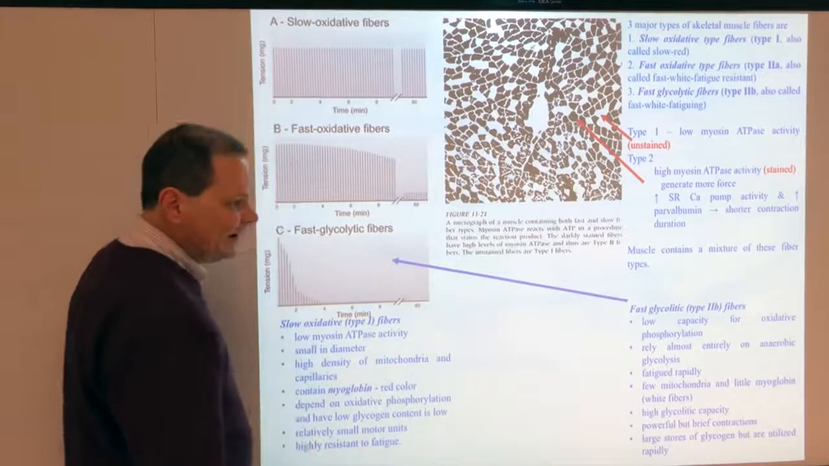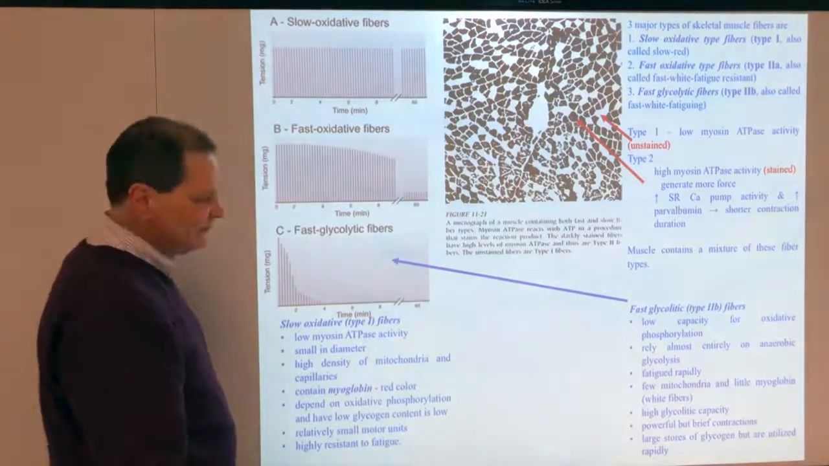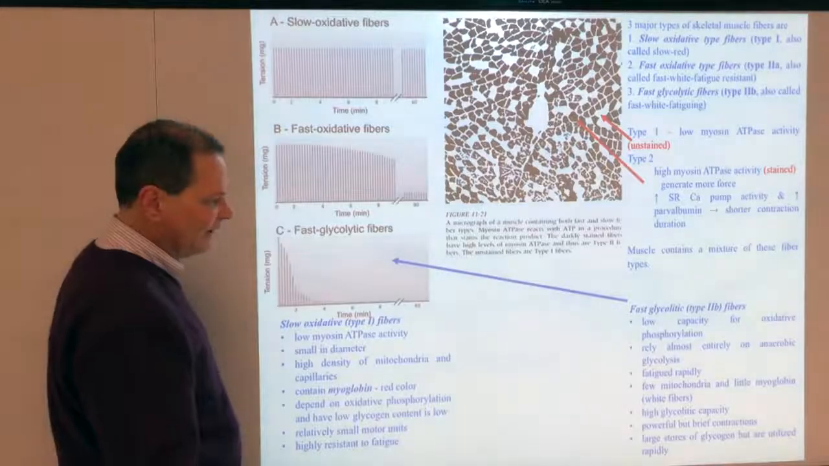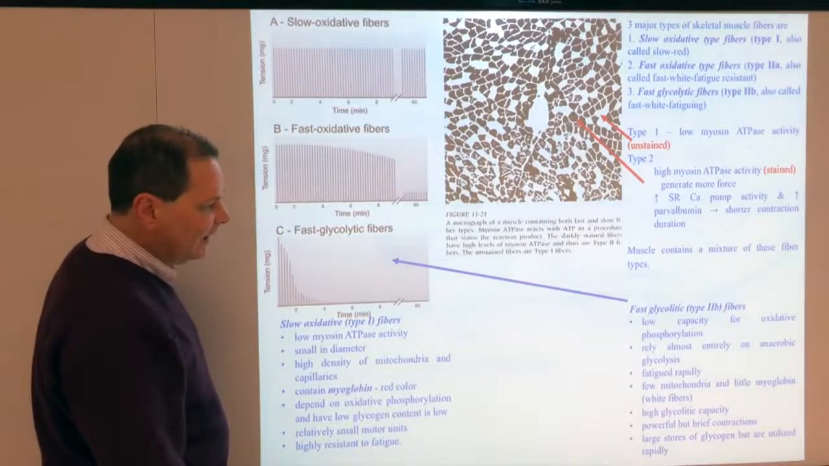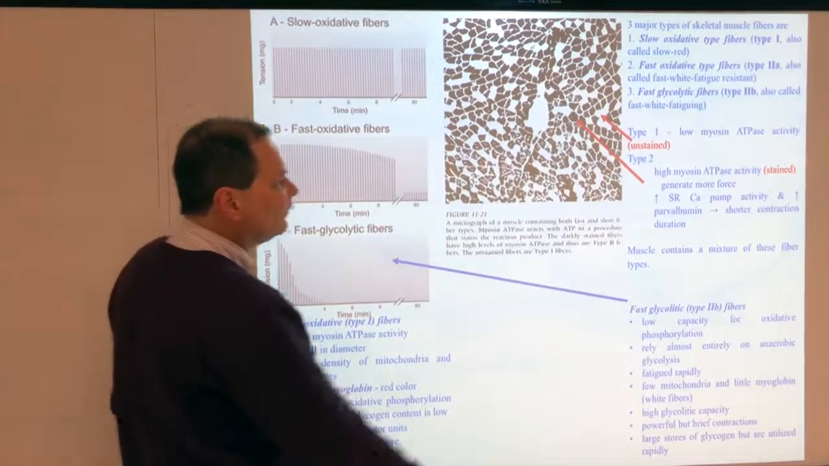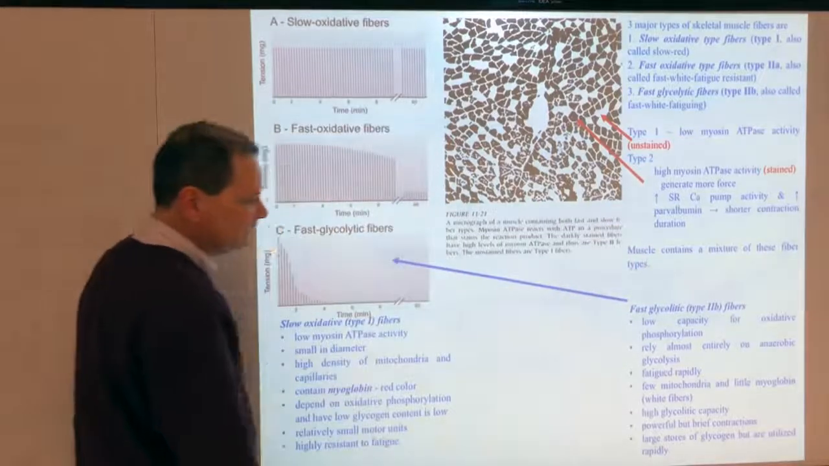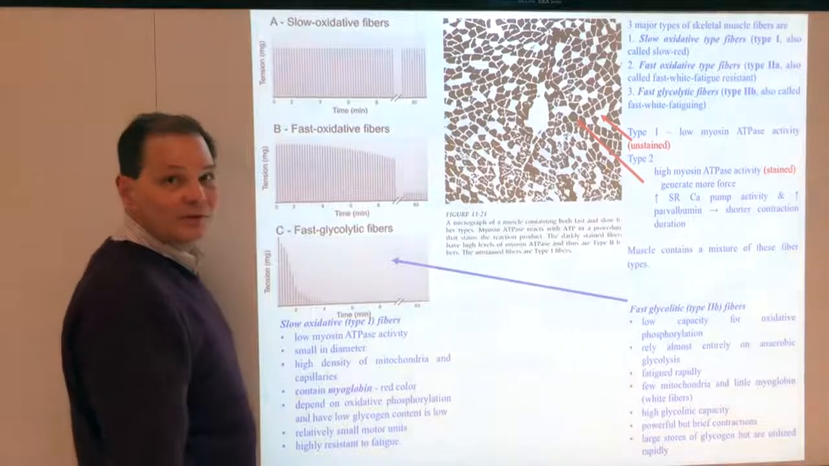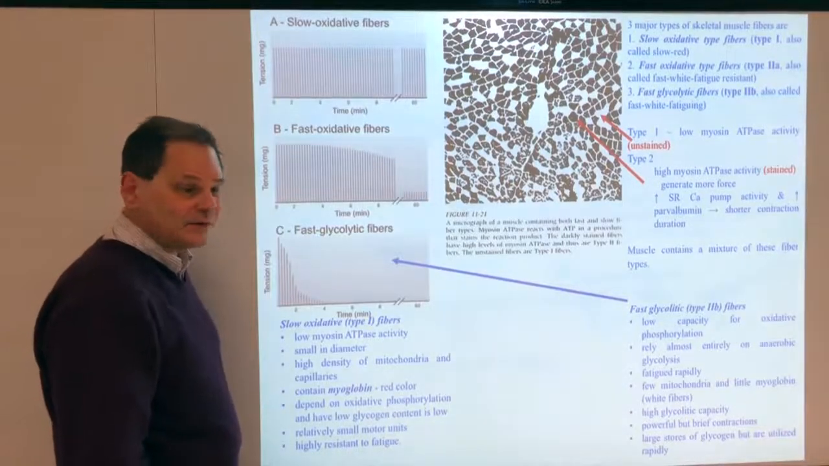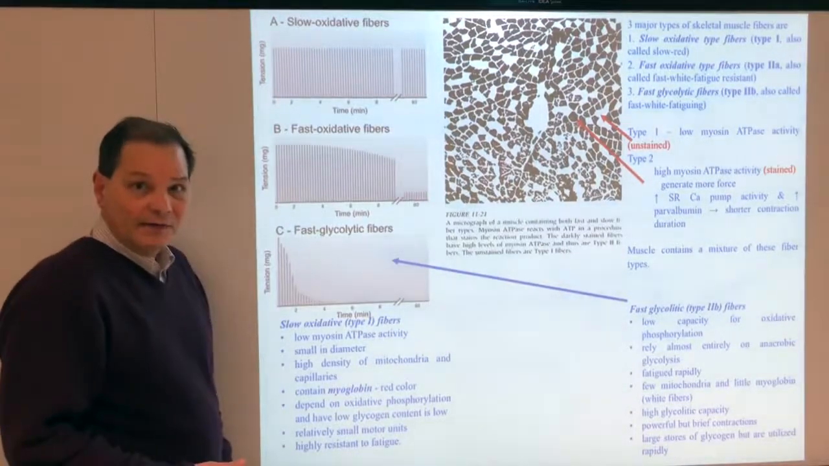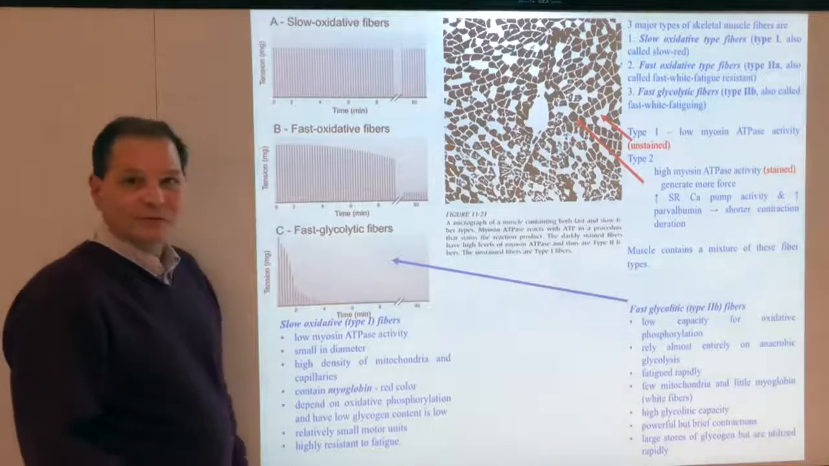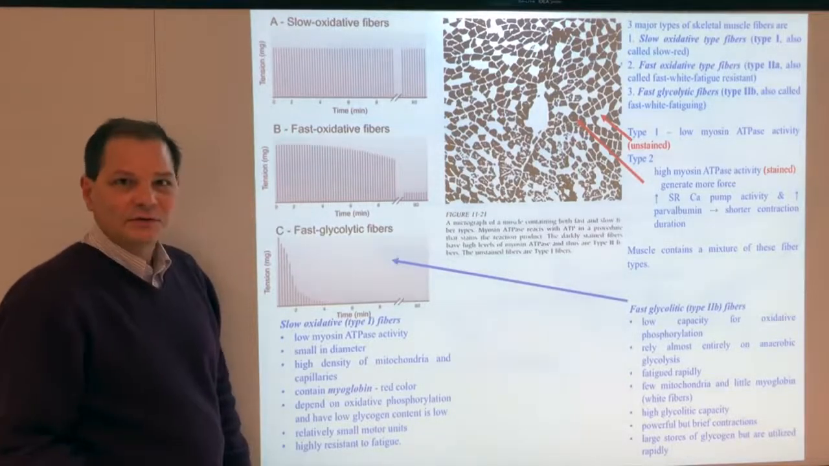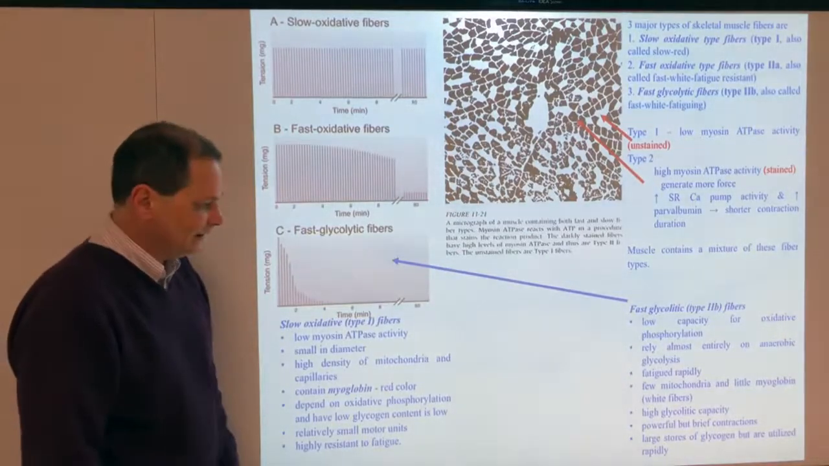They have few mitochondria. They don't need very much. They have very little myoglobin. They're called white fibers. Again, very powerful but very brief contractures in these muscle fibers. And they have a large store of glycogen because they're not as efficient at utilizing glucose. They need a lot of glucose around in the form of glycogen in order to sustain what activity they can.